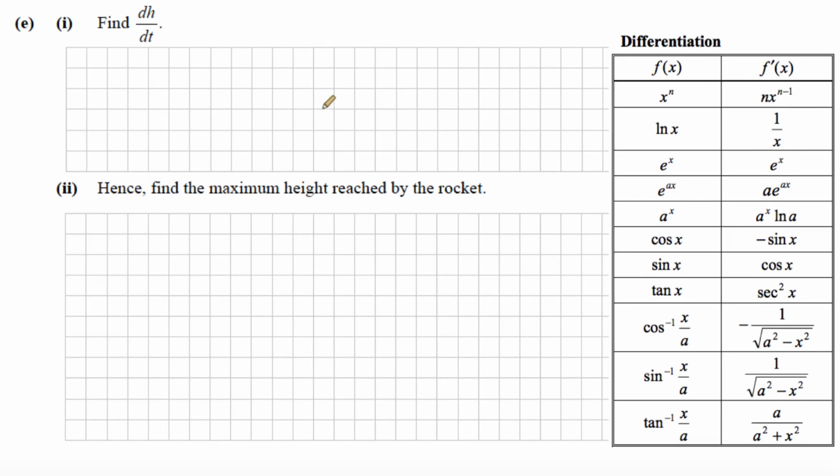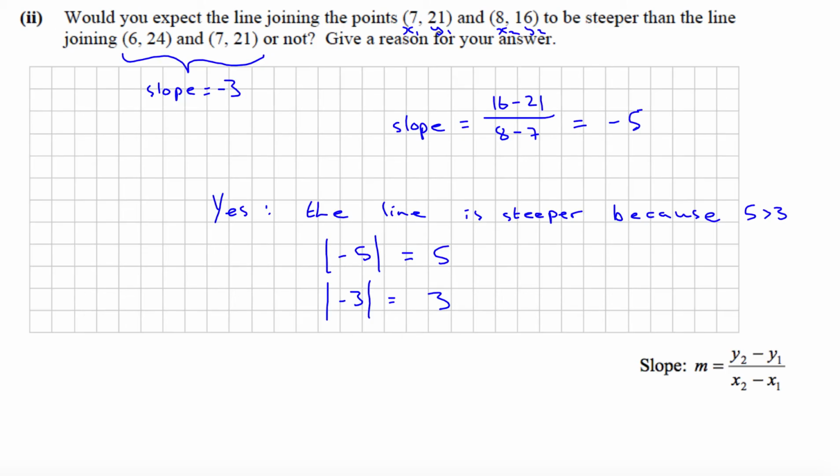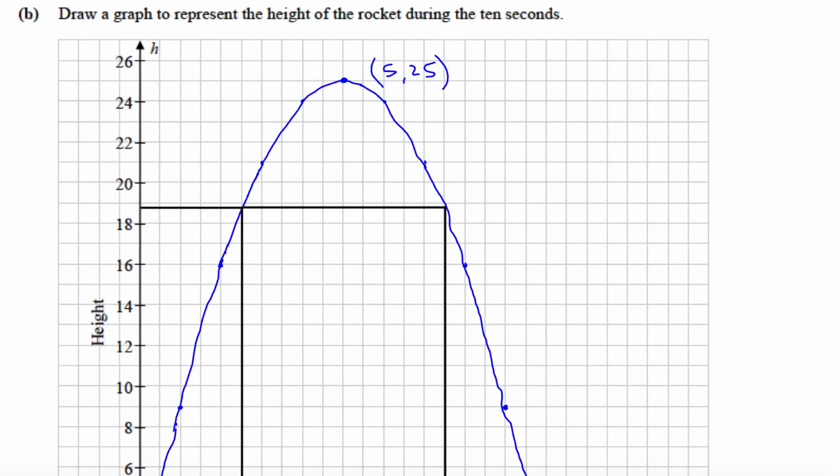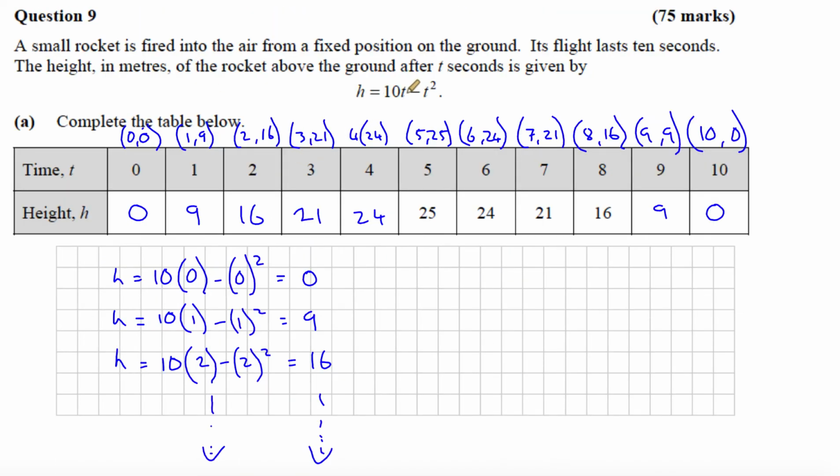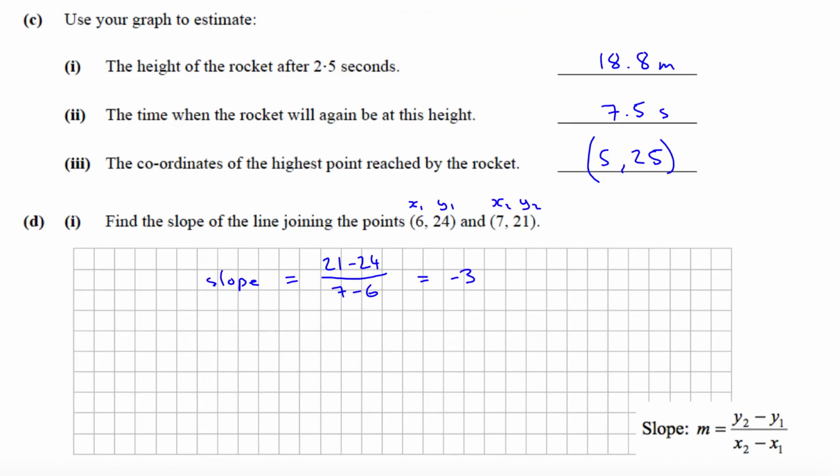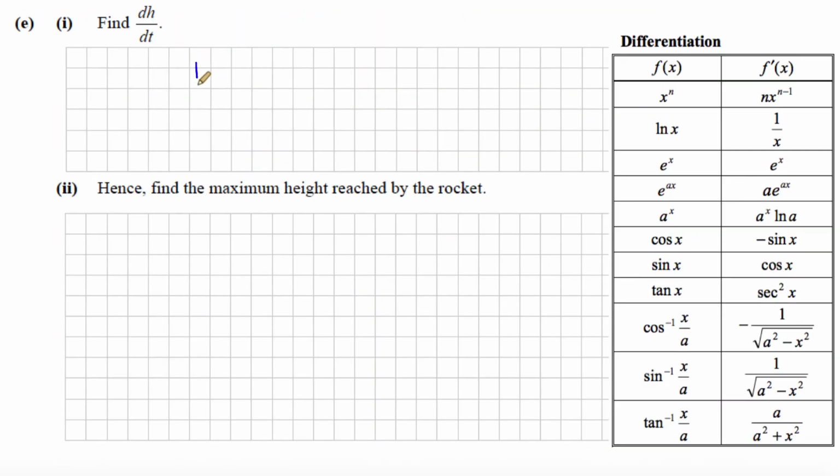Part E1 says find dh/dt. So we have to differentiate the function with respect to t. So if you remember h, let's go back and have a look at the original. h is 10t minus t squared. And we're going to find dh/dt. So we're going to differentiate with respect to t.